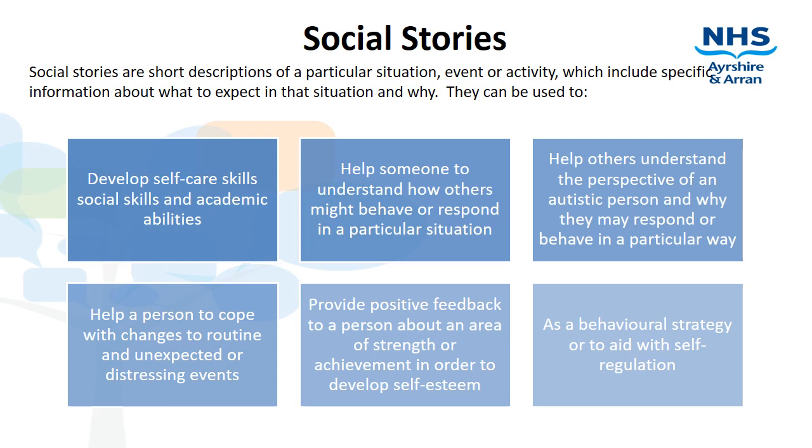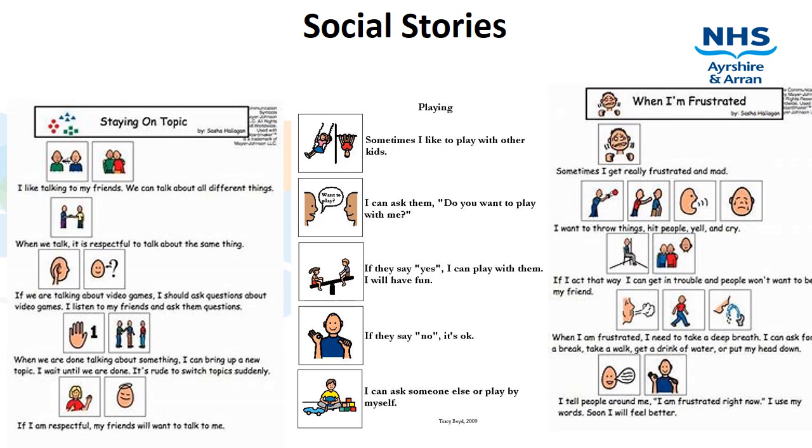So for example, sometimes I shout out the answer in class. This makes the other children in my class feel annoyed. When I know the answer to the teacher's question, I can put my hand up and wait for the teacher to ask for my answer. So understanding why other children are getting annoyed. So these are some examples of some social stories. So we have a staying on topic one, a playing one, when I'm frustrated, what I can do.